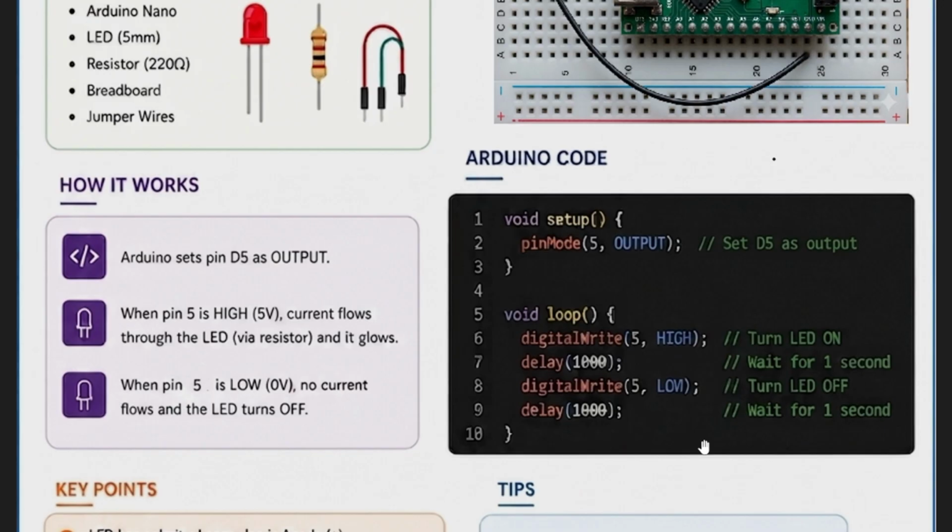How will the interfacing work? Firstly, we set the Arduino pin D5 as the output pin. When pin 5 becomes active high, current flows through the LED via the resistor and it glows the LED. And when pin 5 is low, no current flows through the LED and the LED turns off.